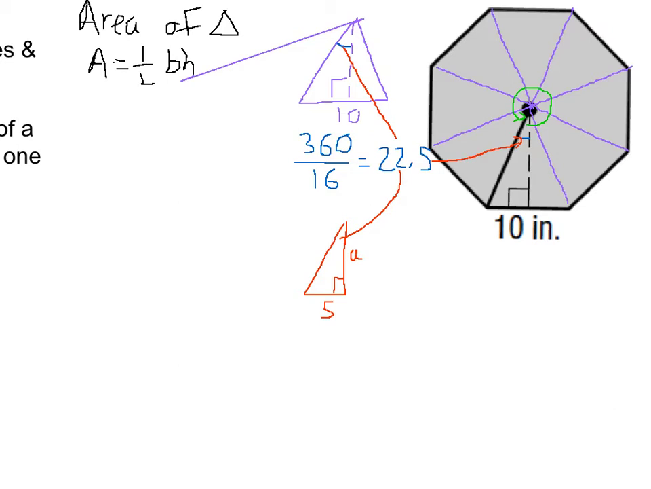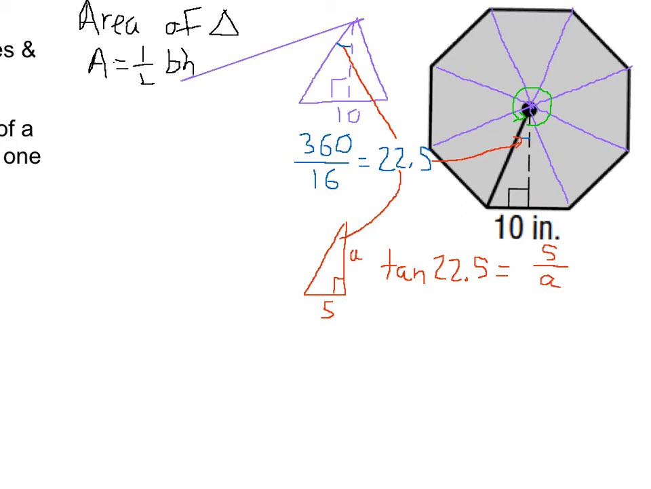Now, if I know this angle at the top, I know this side at the bottom, and I'm looking for this side that's right next to it, that's the opposite leg and the adjacent leg. So I'm going to use tangent to find that. So tangent of 22.5 is equal to opposite, which is 5, over adjacent, which is A, the apothem.